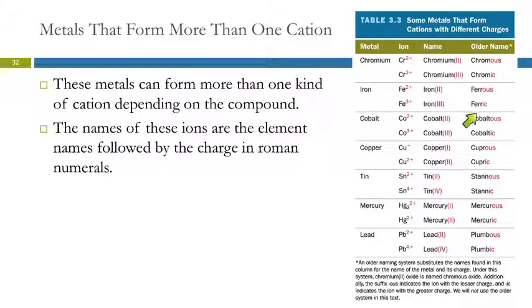There's an older system that I want you to know exists so that if you see it, you can go look up what it means, but you don't need to learn these. So they used to call iron(II) ferrous ion, and iron(III) was ferric ion. And that is still used in some places, in some situations, but I'm not going to do that to you on an exam, okay?